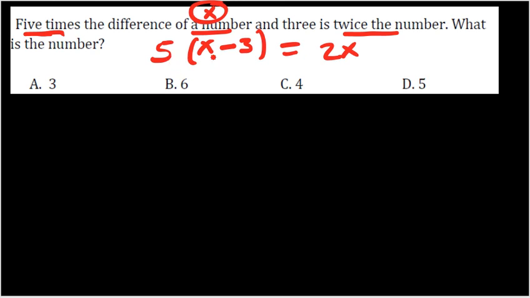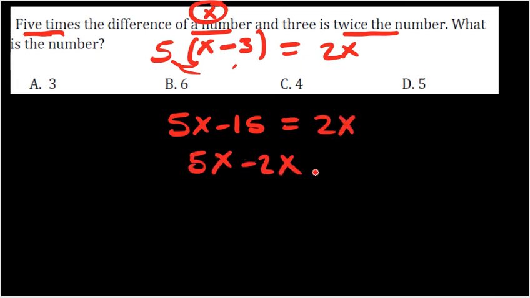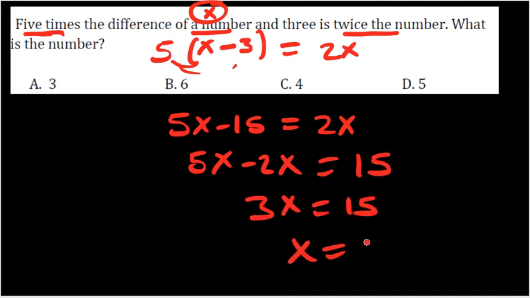Therefore solving this, the 5 will multiply each of them, it will be 5x minus 15 is equal to 2x. So collect the like terms, 5x minus 2x is equal to 15, the 15 goes, and 3x is equal to 15, so divide both sides by 3, so the x value will be 5. That's the number which is found in D.